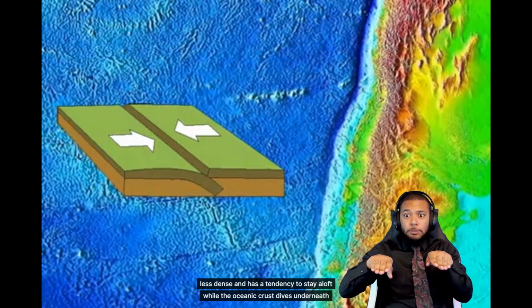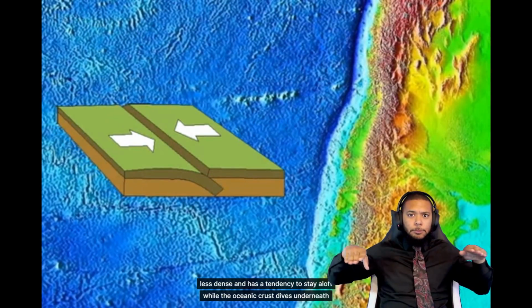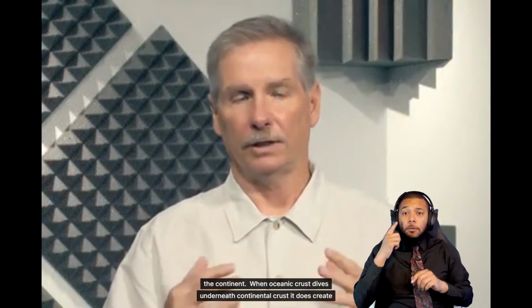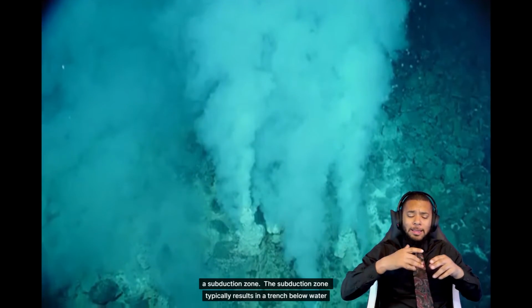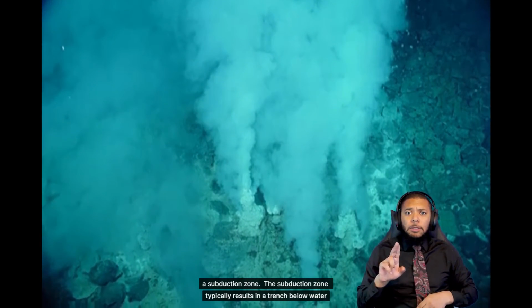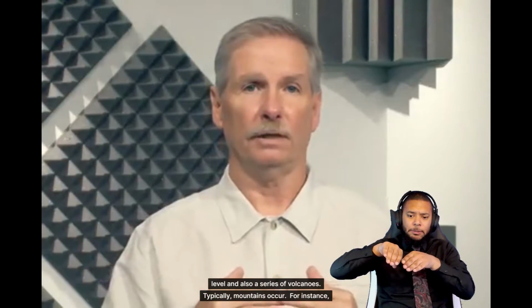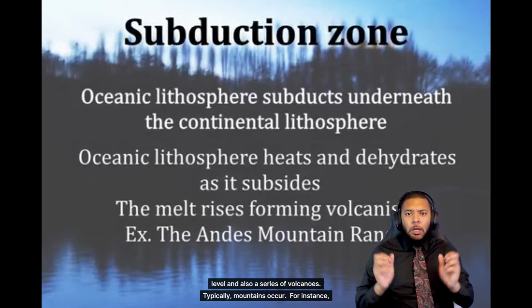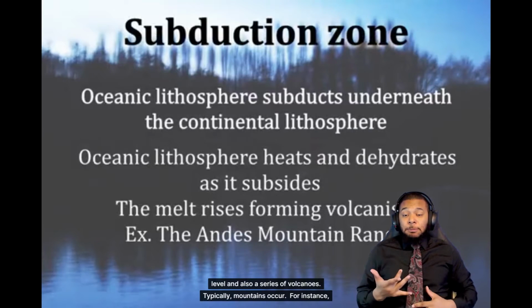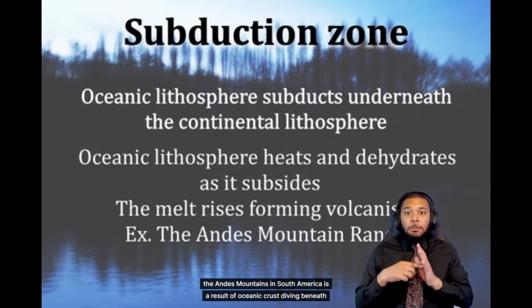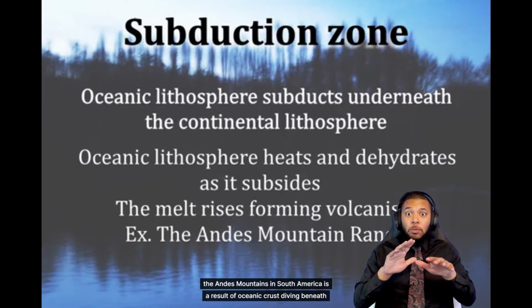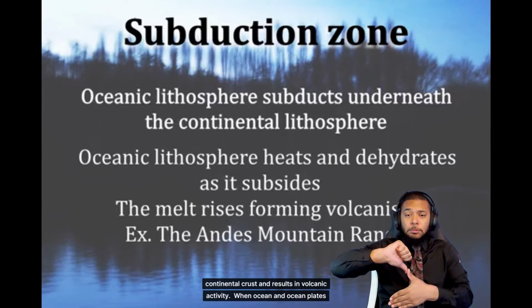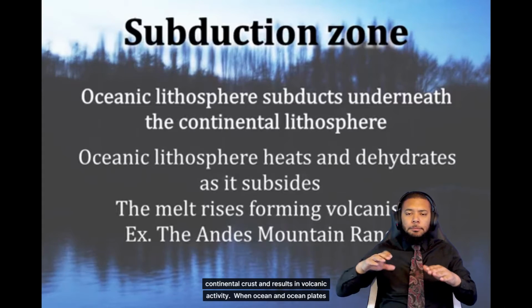In continent-to-oceanic crust collisions, typically what happens is the continental crust, being less dense, has a tendency to stay aloft, while the oceanic crust dives underneath the continent. When oceanic crust dives underneath continental crust, it does create a subduction zone. The subduction zones typically result in a trench below water level and also a series of volcanoes. Typically, mountains occur. For instance, the Andes Mountains in South America are a result of oceanic crust diving beneath continental crust, resulting in volcanic activity.